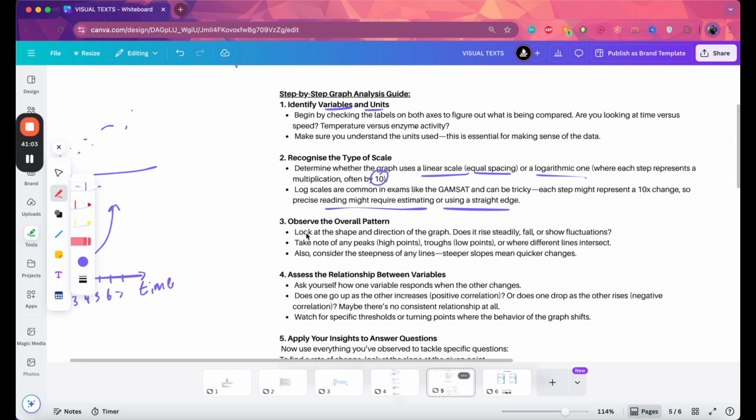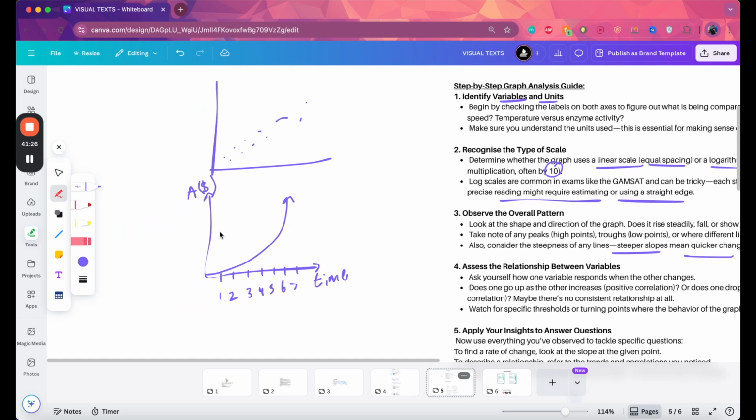Next, you want to observe the overall pattern. Look at the shape and the direction of the graph. Does it rise steadily, or does it fall or show fluctuations? Take note of any peaks, any high points, any troughs, any low points, or where different lines intersect, and also consider the steepness of any lines. The steeper a slope normally means a quicker change. So if we look at this compound interest graph, this slope here is much steeper than this slope here, which means that the amount of money here is changing faster than the amount of money here.